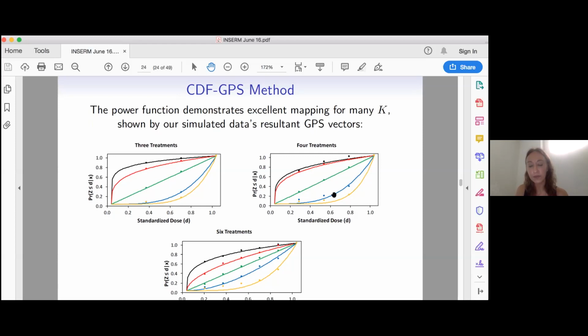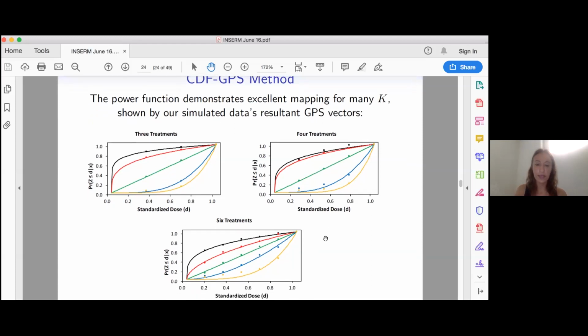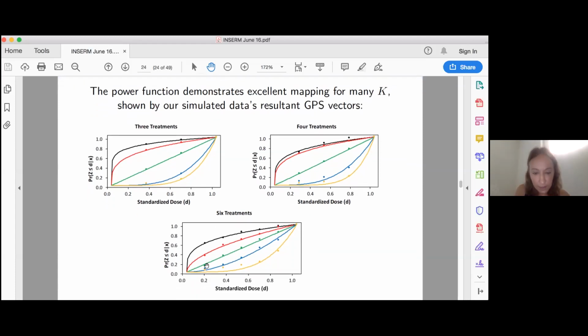4 treatments, still looking pretty good. And we calculated MSEs for all of these as well. And even up to 6 treatments, I'm still pretty closely mapping each patient's vector, right? The only time I can't map as well is when I have a very pathological vector, for example, 0, 0, 1. So a person has 100% probability of getting the third treatment. Those vectors don't map so great.